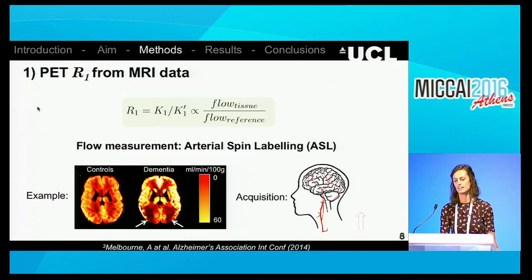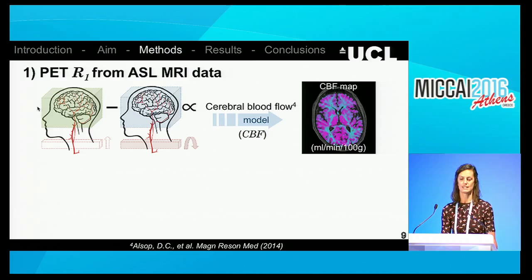ASL itself involves the tagging of arterial blood in the neck. The blood is then allowed to flow into the brain and exchange with the tissue, and then we acquire an image. Now, this image will have a signal loss which is related to the amount of blood that has flowed in. So to get our R1 parameter from our ASL data, first of all, we acquire some control and some tagged images and find the difference to calculate our cerebral blood flow map.